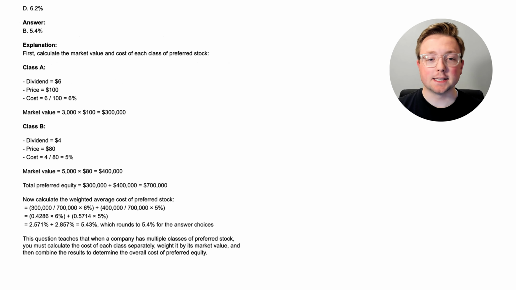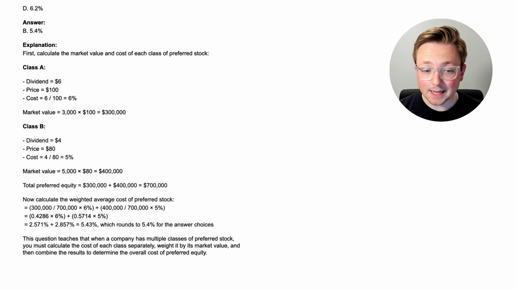All right, here we are. The answer is B, 5.4%. That is the cost of preferred stock in this case. So we're applying some of what we learned in the other questions, now in a different situation, and learning a little more. So let's go through this. First, we have to calculate the market value and cost of each class of preferred stock to then be able to figure out the cost of preferred stock in general.